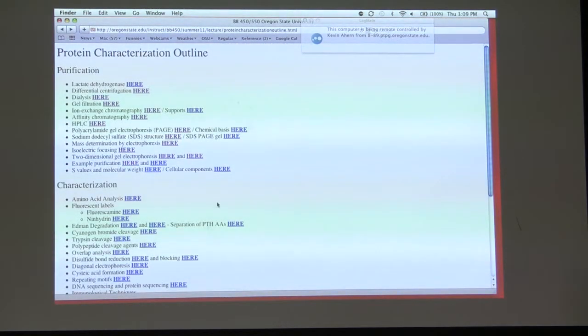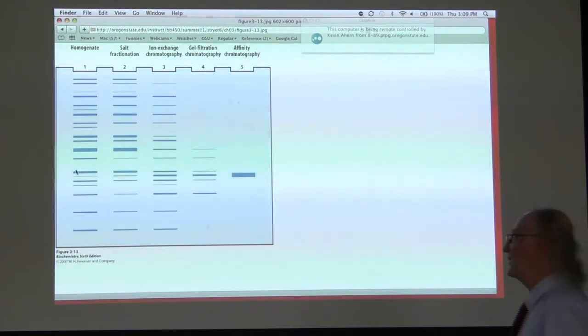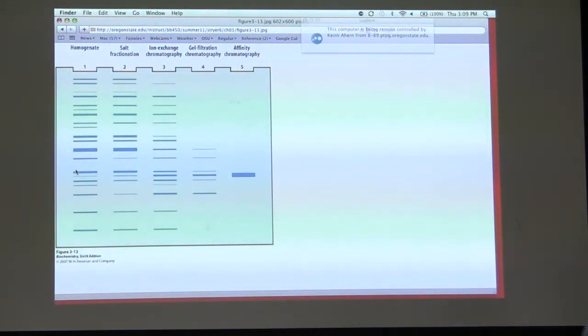Okay. Let's see. What was this one? I can't remember what this was. Okay. So this is simply showing you a very simple way a gel might look. Here was the starting material there. After one step, it got better. After a second step, it got better. Next step, it got better. And bang, by the last step that we had there, things were pretty much pure.